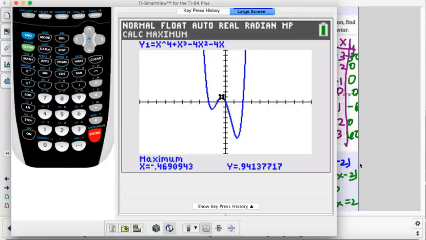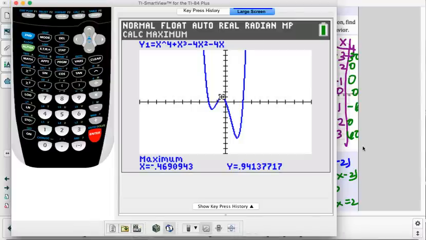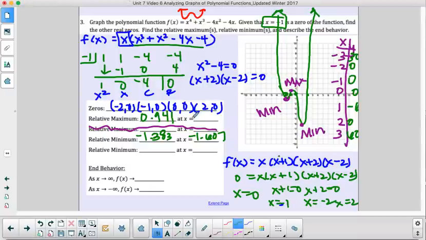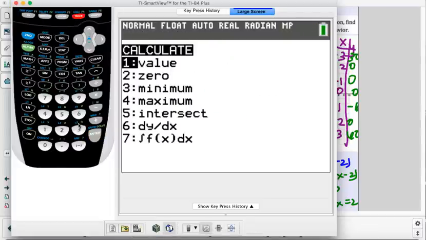So we're going to write that one down. So it was, our y value was 0.941, and our x value was -0.469. Okay. And then our last relative min, we need to go ahead and find. So we go second, calc. We're doing a minimum, number 3.